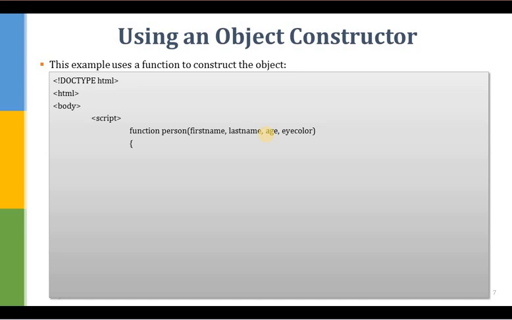For example, let's say this person has properties like first name, last name, age, and eye color. So you just need to pass them in as arguments in the function. So this.firstName is equal to firstName. Whatever you pass as an argument, it will be assigned to the property name associated with that particular object. Okay, like this. Now we have just defined our object.